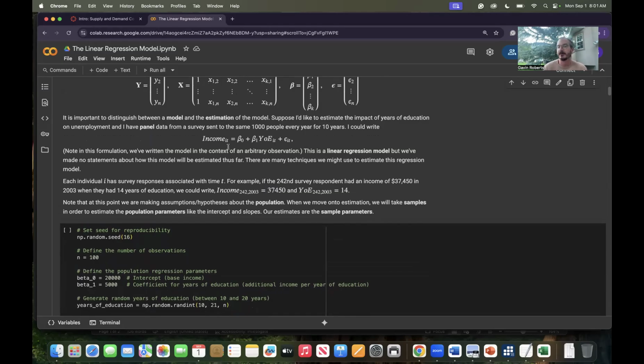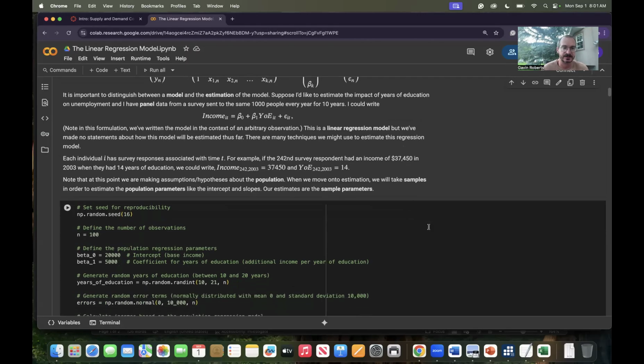Note that in this individual observation setup, each individual i has survey responses associated with time t. For example, if the 242nd survey respondent had an income of 37,450 in 2003 when they had 14 years of education, we could write income 242, 2003 equals their income, and there's their years of education. So that's just what individual observations might look like in that context.